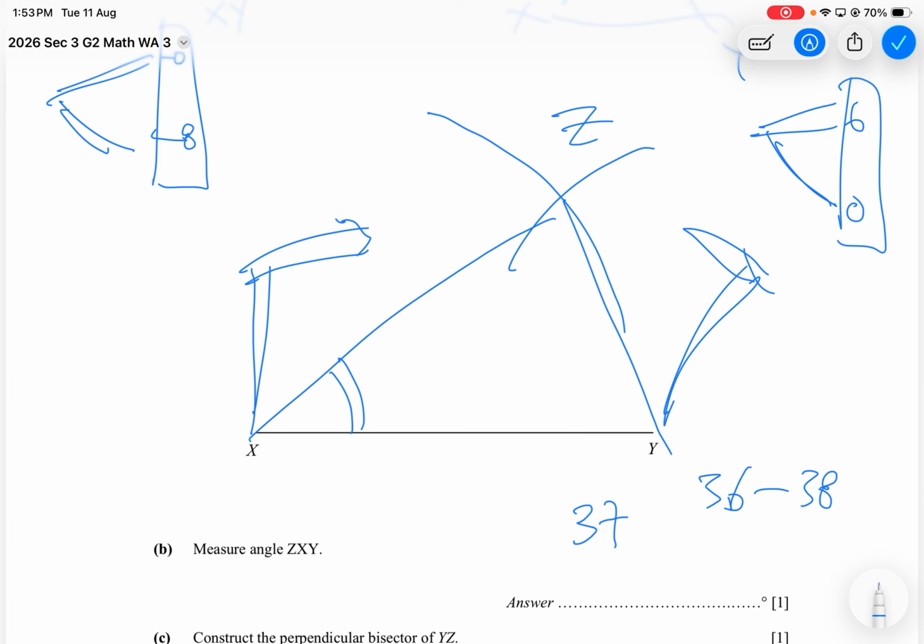But some of you, in your construction, you never use a compass. You may get somewhere off. You may get 39. Some even get 41, 42, 43.